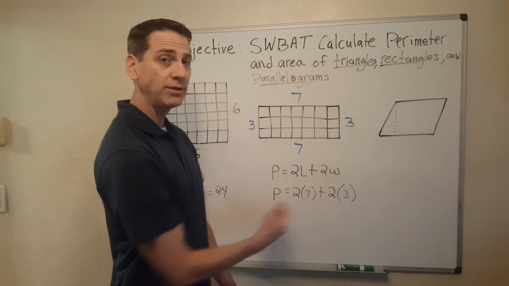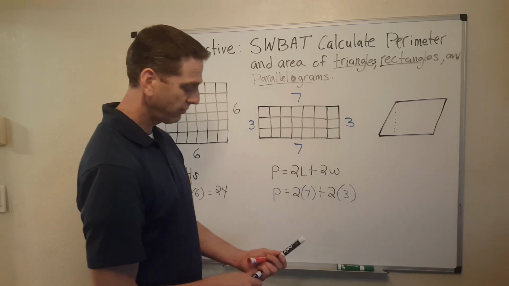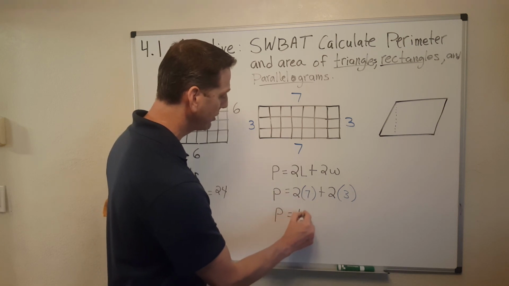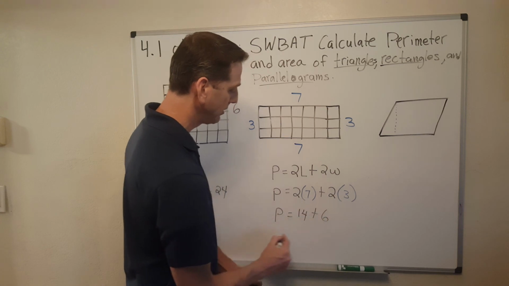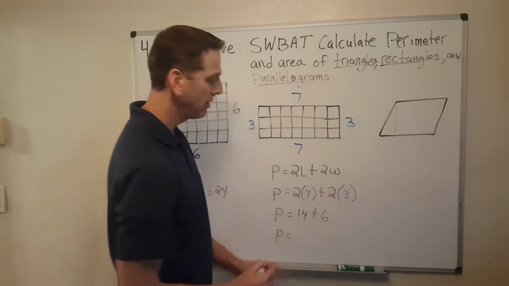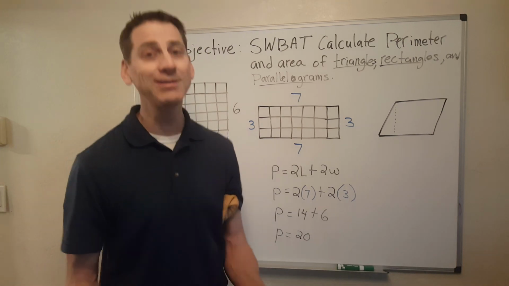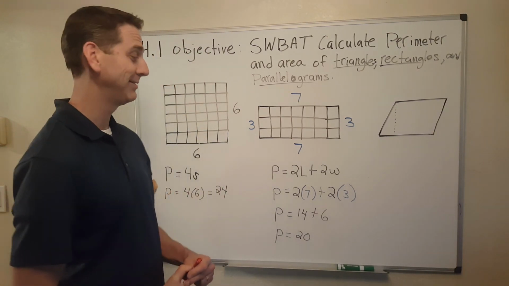All right, so now I can just do the arithmetic here. 2 times 7 is 14. So I get perimeter equals 14 plus 2 times 3 is 6. So my perimeter would be 20. All right, so it takes a little bit longer, right? Because I don't have all equal sides.